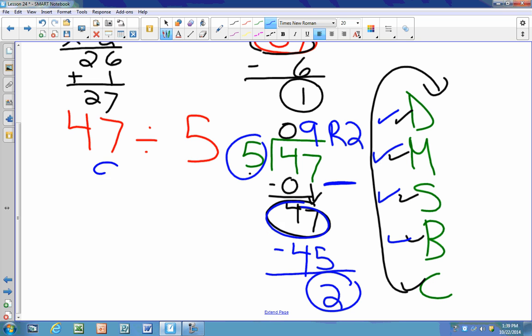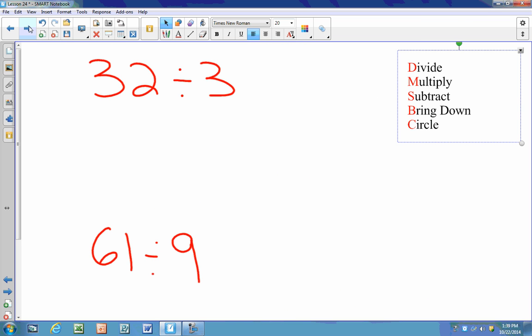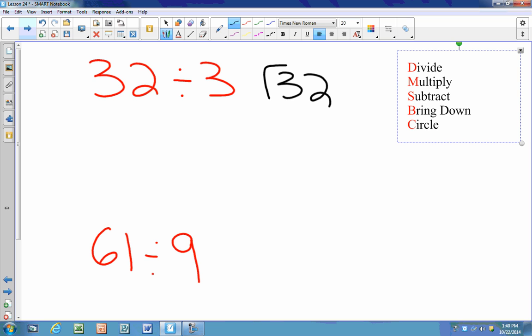So now I'm going to check. 9 times 5 is 45. And then the 45 plus 2 equals the 47. And that is correct. I'm going to do one more of a 2-digit divided by a 1-digit. So we'll do 32 divided by 3.